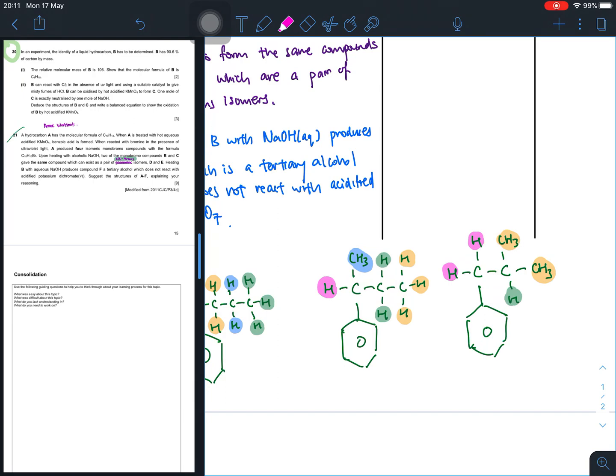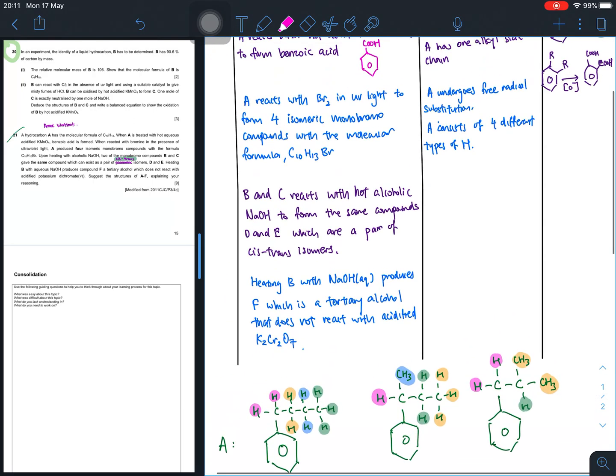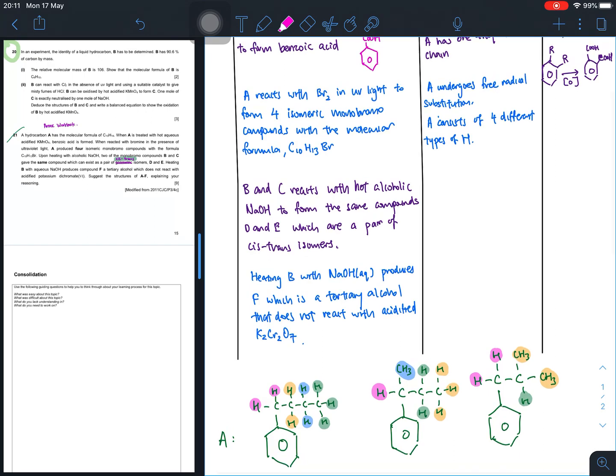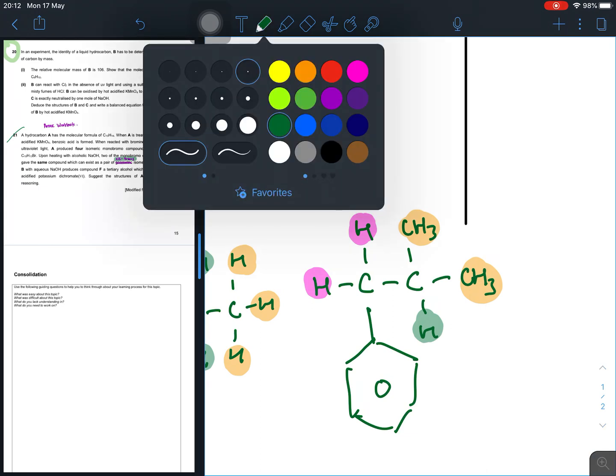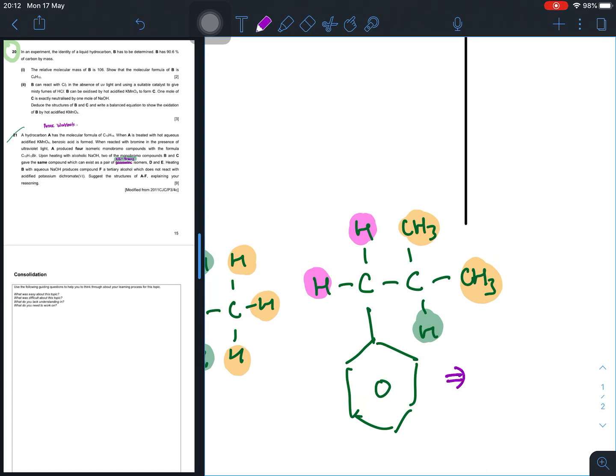It would not be what we want because, again, back to the question, it tells us that A reacts with Br2 in the presence of UV light to form 4 isomeric monobromo compounds. But this one over here can only form 3 types of bromo compounds. So this would not be a possible structure of A.